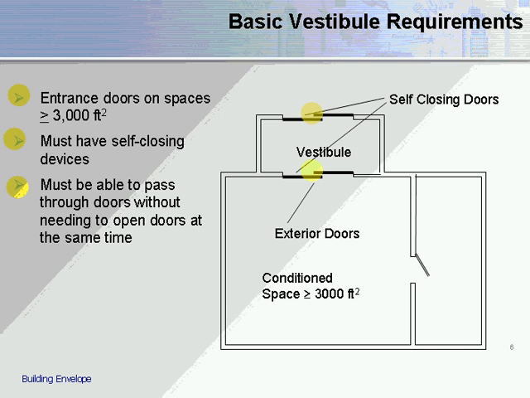From a size standpoint, how deep this vestibule has to be, in the IECC, it basically says that it must be able to pass through doors without needing to open doors at the same time. So you need to be able to enter the vestibule, have the doors closed behind you, and then leave the vestibule without having to have both sets of doors open to enter and exit. There are other requirements in the IBC that deal with egress, and we'll talk about those a little bit later as far as the depth and width requirements for a vestibule.